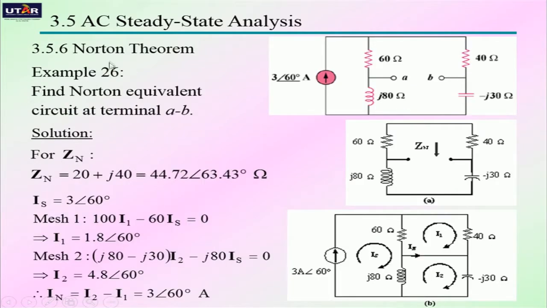Here is another example of Norton's theorem. By solving Norton's impedance and Norton's current, we find that Zn, Norton's impedance, is 20 plus j40 ohm, and Norton's current, which is solved using mesh analysis, is found to be 3 magnitude, 60 degree phase ampere. That's the end of chapter 3.